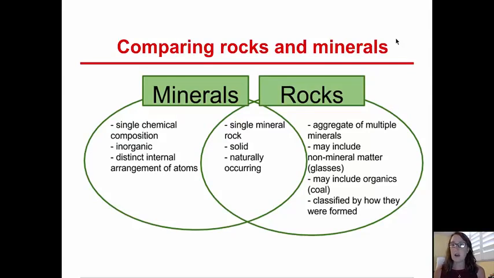Rocks, on the other hand, are aggregates typically of multiple minerals. They may include other non-mineral matter, such as glasses, like the rock obsidian. They may also include organics, like coal. And they tend to be classified by how they were formed into categories of igneous, sedimentary, and metamorphic rocks.